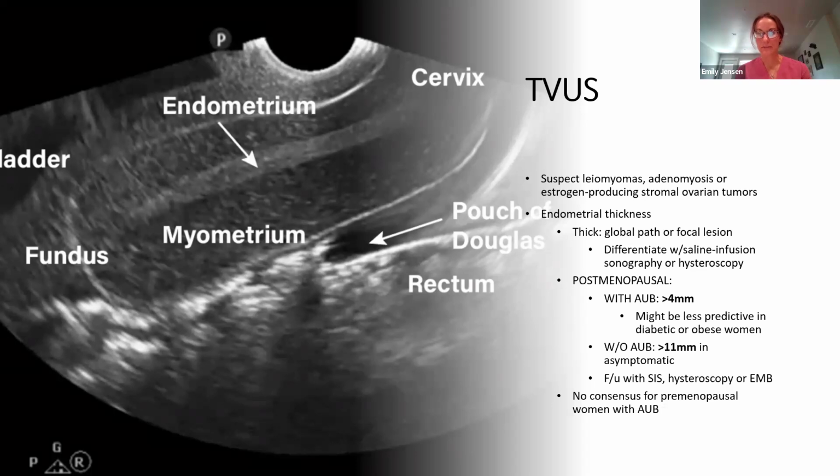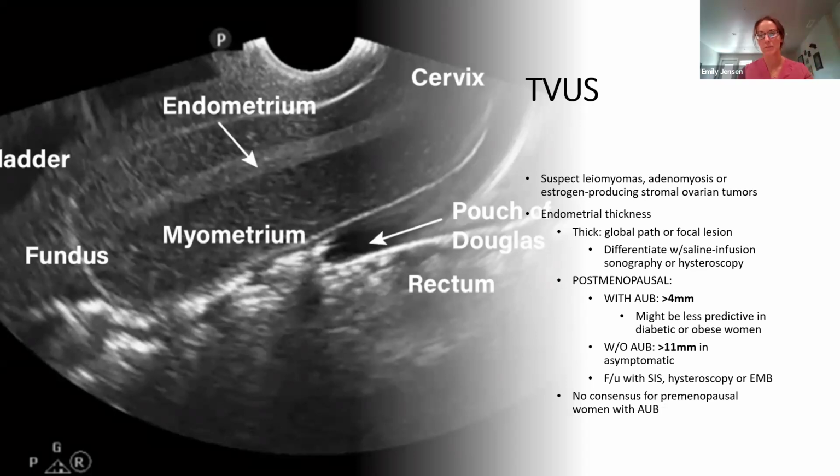right? So as far as endometrial thickness goes, if you have a global pathology or a focal lesion you're suspicious for, you can send them to a gyne to do a hysteroscopy and do that saline infusion sonogram and get a better picture of what's going on there. But most of the time, if they're premenopausal, it's hard to tell what's normal or abnormal based on where they are in their cycle, which is hard to tell if they've been having abnormal uterine bleeding, inconsistent cycles.